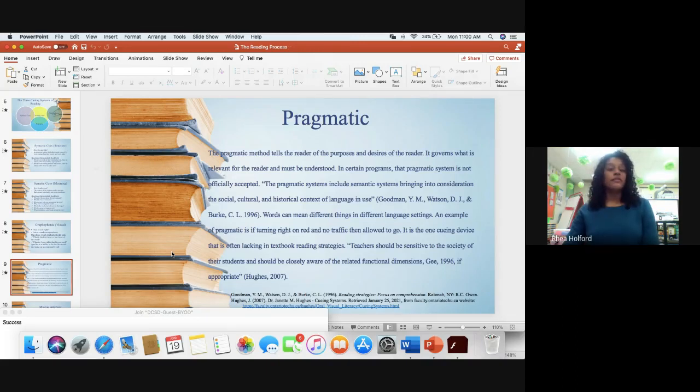An example of pragmatic is if turning right on red and no traffic, then allowed to go. It is the one cueing device that is often lacking in textbook reading strategies. Teachers should be sensitive to the society of their students and should be closely aware of the related functional dimensions. So this source was pulled from Goodman, Reading Strategies, Focus on Comprehension, and Hughes, Cueing Systems.